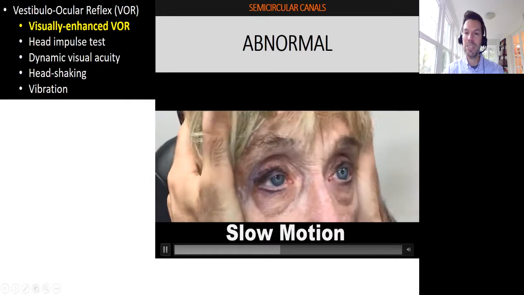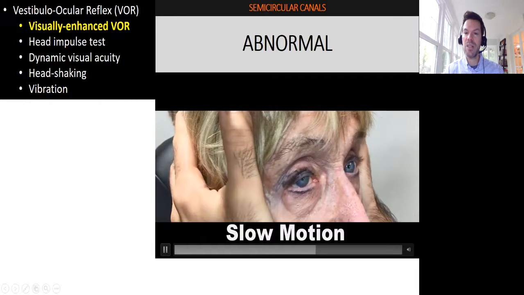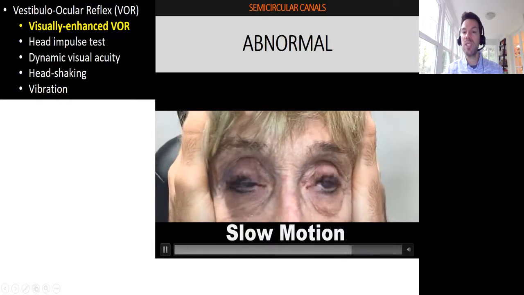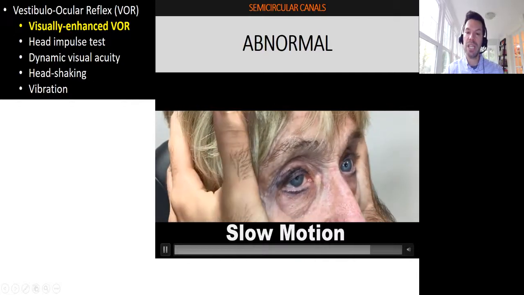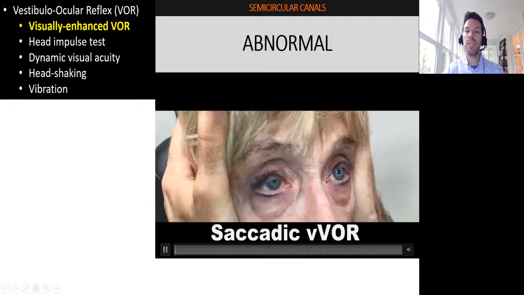And particularly as she goes through the middle, it's nothing but sort of saccade, saccade, saccade. This is not at all smooth. If you go too far, you start to see the gaze evoked nystagmus. So you really care about sort of the center of the movement.